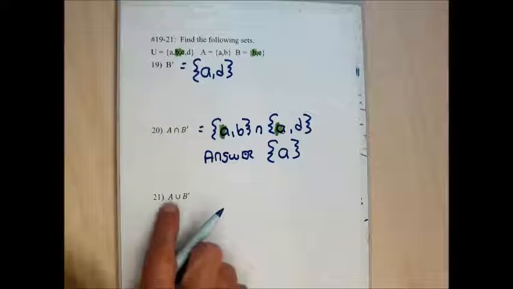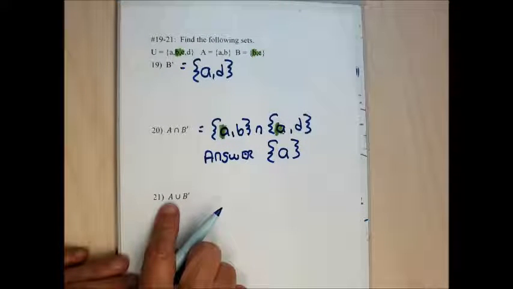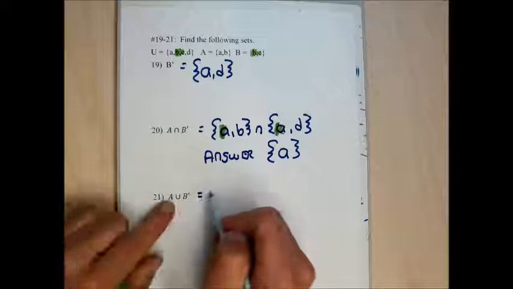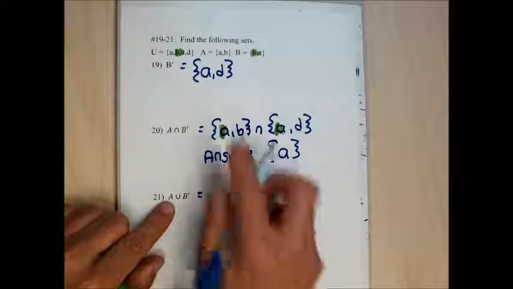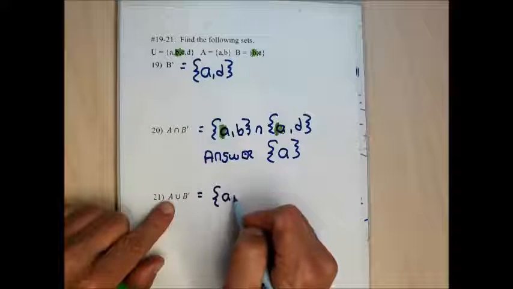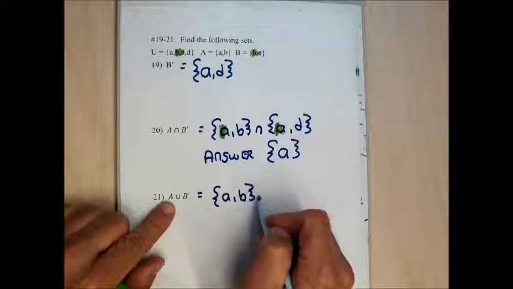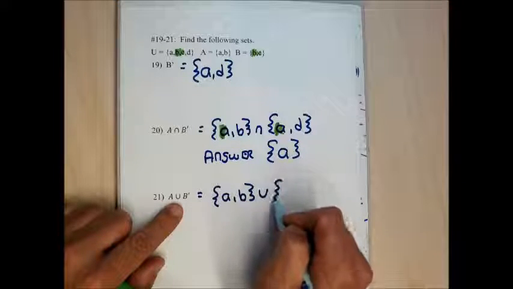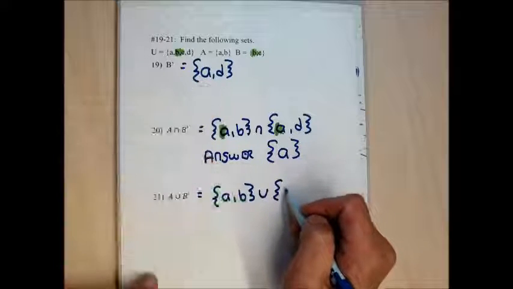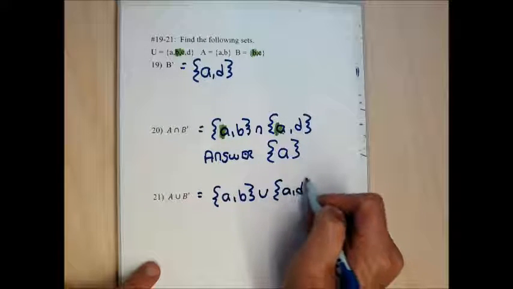For 21, I want to union the A set with the B complement set. To do this, I'm going to write down, in place of the A set, the set containing the letters A and B. Then I'm going to write my union symbol. And then in place of the B complement set, I'm going to write the set containing A and D.